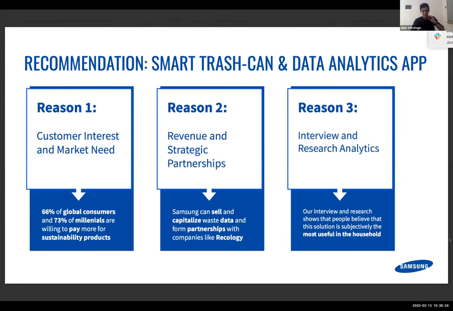You got 15 seconds. Cool. So the three reasons that we recommend the smart trash and data analytics app are because A, there's customer interest and market need. B, there are strategic revenue and partnerships that can be made. And finally, all our research and interviews have shown us that this is the best product.